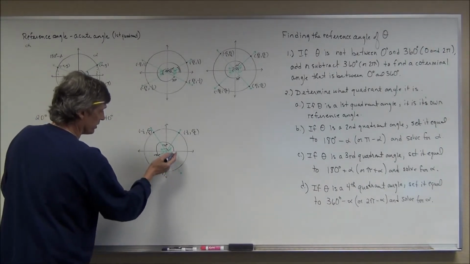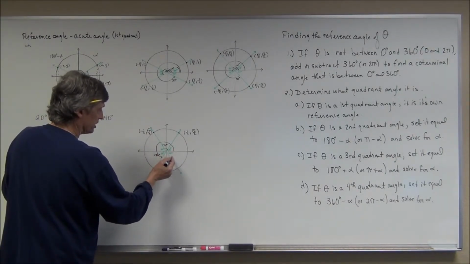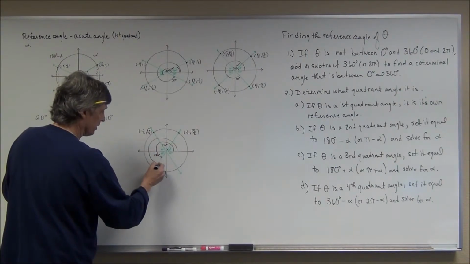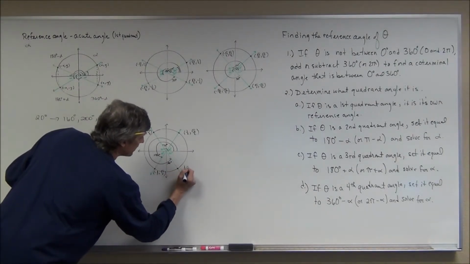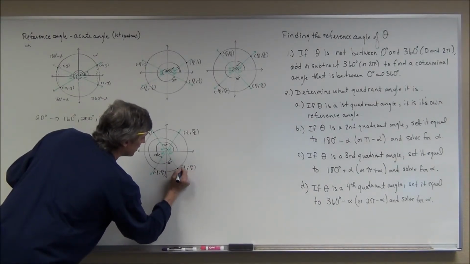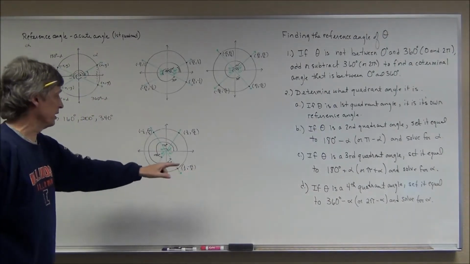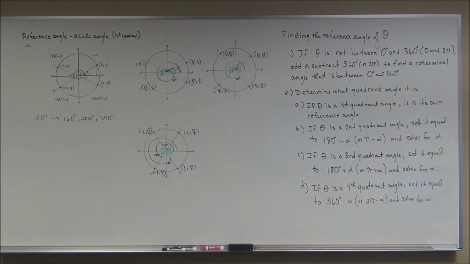And then in the fourth quadrant, which would be 360 minus 60, or 300, this would be positive 1/2, negative square root of 3 over 2. So for 300 degrees, the cosine's 1/2, the sine would be negative square root of 3 over 2.